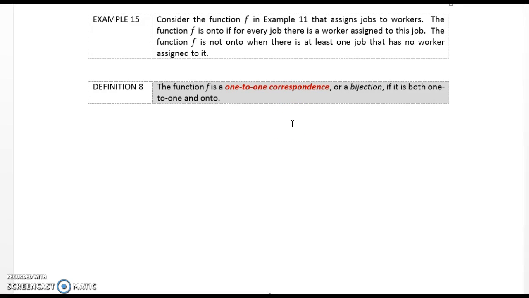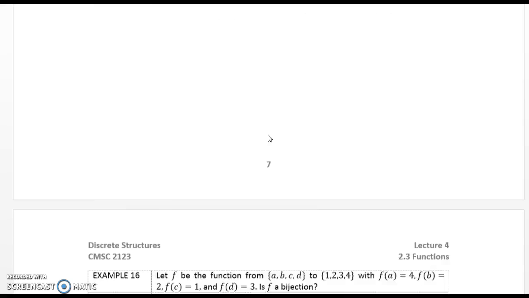Example 15. Consider the function f in example 11 that assigns jobs to workers. The function f is onto if for every job there is a worker assigned a job. The function f is not onto when there is at least one job that has no worker assigned to it. Definition 8. The function f is a one-to-one correspondence or a bijection if it is both one-to-one and onto.